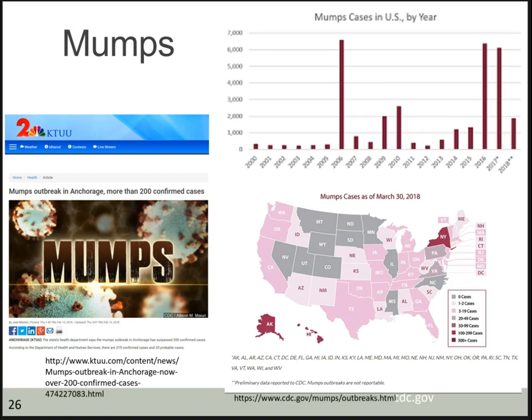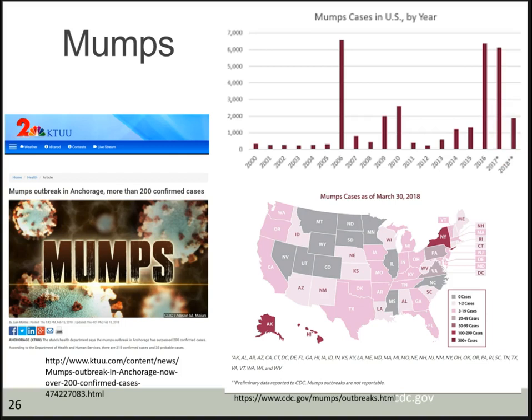So the incidence of mumps has been increasing as people are decreasing vaccination of kids. So here we have the cases of mumps in the United States by year. You can see 2000 to 2005, there were very few cases. We had a spike in 2006 when people stopped vaccinating kids. And then we saw a decrease, increase, decrease, increase. Here we are in 2018.